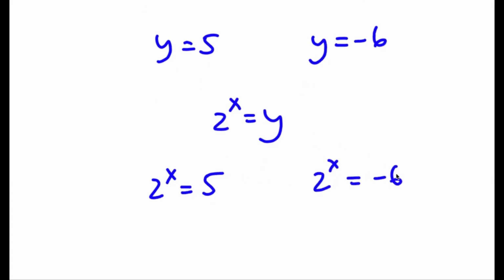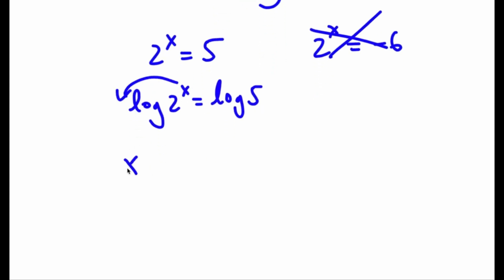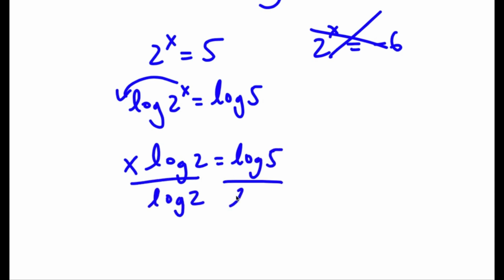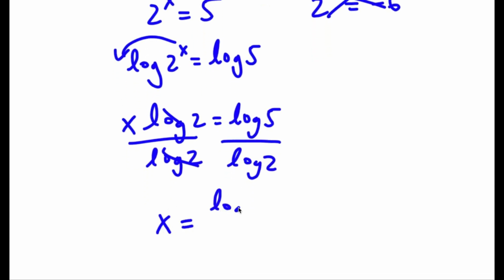Well, 2 to the power of x equals negative 6, this is wrong because you can't take the power of a positive number and make it negative. So I'm simply left with 2 to the power of x equals 5, and to solve this I can take log on both sides. Then I can move my exponent here, so I have x times log 2 is equal to log 5. And now if I divide both sides by log 2, I get x is equal to log 5 over log 2.